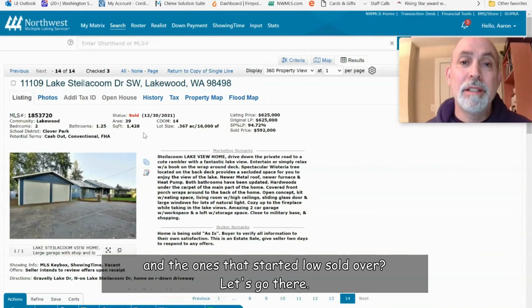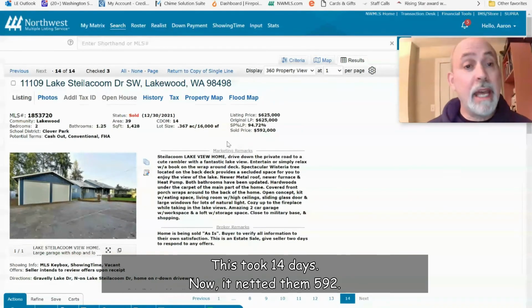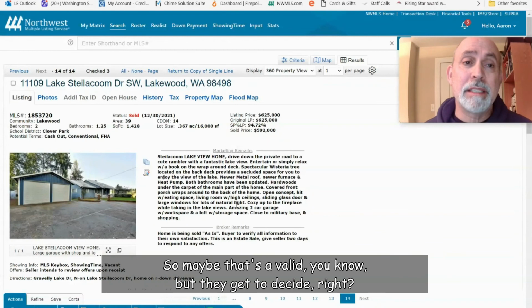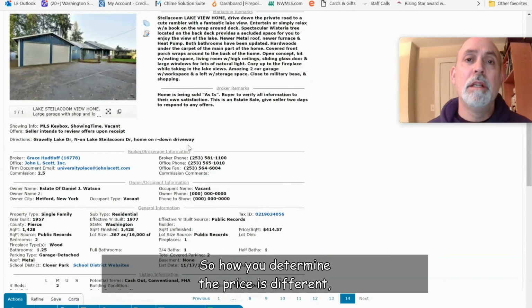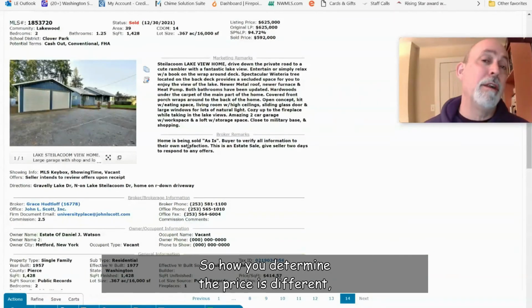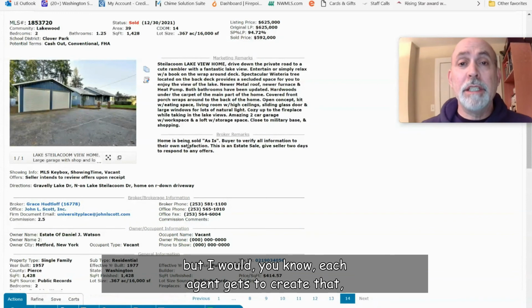Let's go there. This took 14 days. Now, it netted them 592, so maybe that's valid, but they get to decide, right? And you've got a lot of other factors going into it. So how you determine the price is different, but each agent gets to create that.